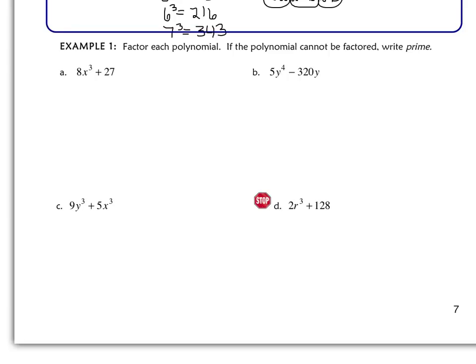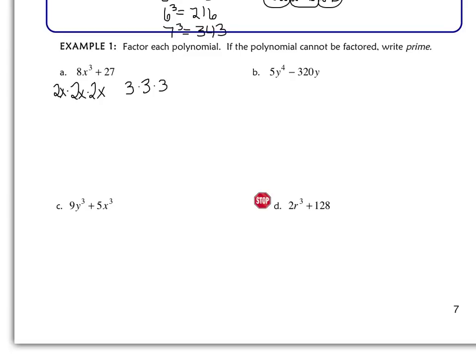So then I look to see, is this a sum of two cubes? 8's a perfect cube. X to the third is a perfect cube, and 27 is a perfect cube, so I can factor this using the special rule from above. So I'm going to break up 8x to the third and see what it was before it was raised to the third. Well, it's 2x times 2x times 2x, because if I multiply that together, I would get 8x to the third, and then 27 is 3 times 3 times 3.